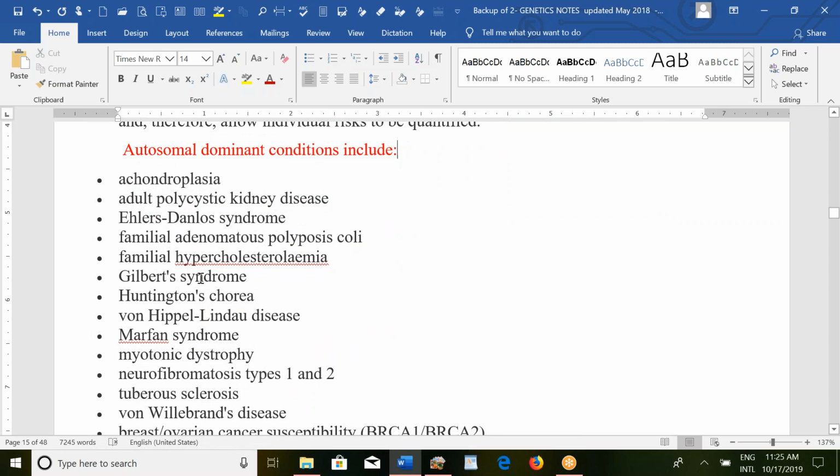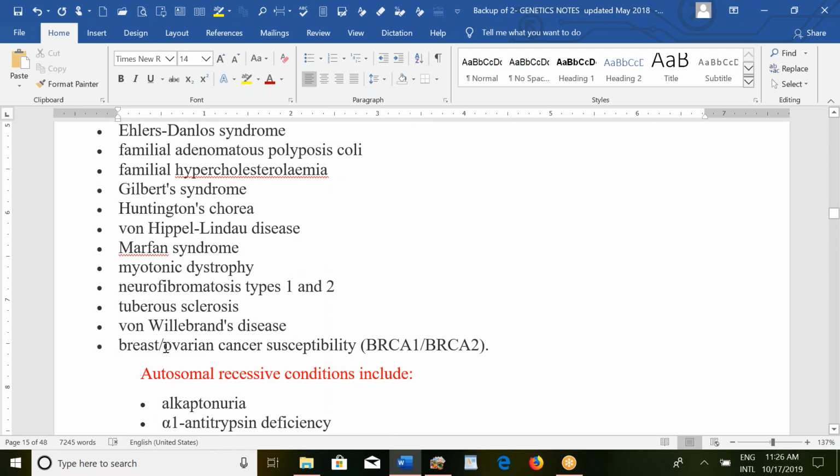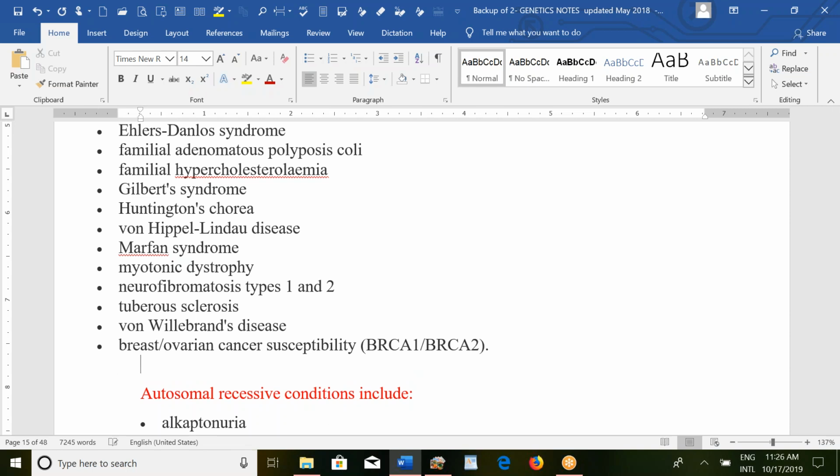Just for the sake of remembrance, autosomal dominant conditions include achondroplasia, adult polycystic kidney disease, Ehlers-Danlos syndrome, familial adenomatous polyposis coli, familial hypercholesterolemia, Gilbert syndrome, Huntington's chorea, von Hippel-Lindau disease, Marfan syndrome, myotonic dystrophy, neurofibromatosis type 1 and 2, tuberous sclerosis, von Willebrand's disease, and breast-ovarian cancer susceptibility, where they will carry the BRCA1 and BRCA2 genes.